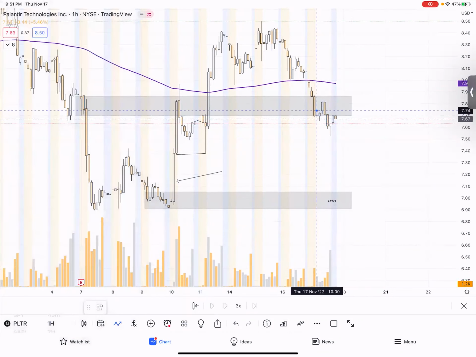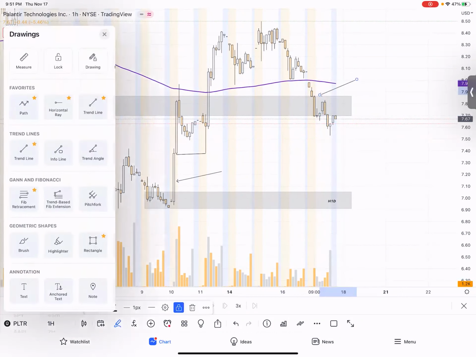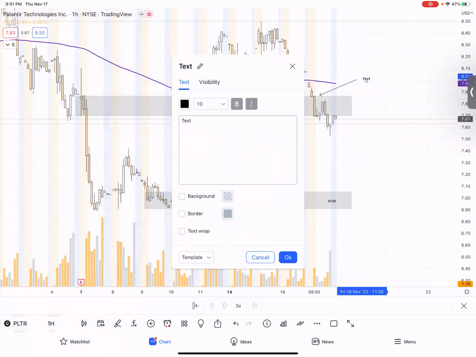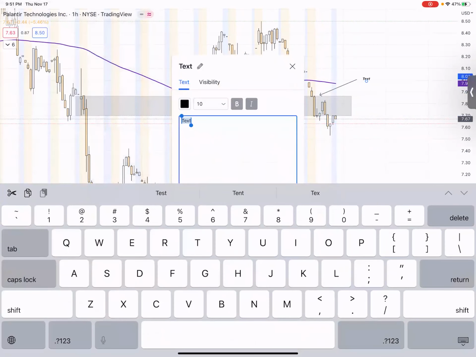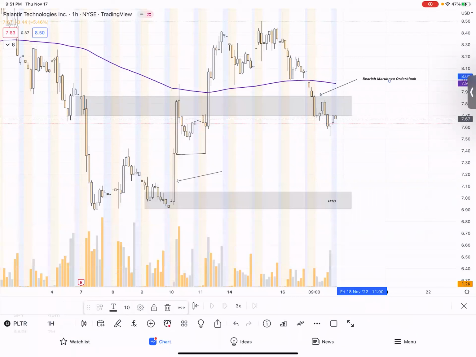And then when I look to the left, I can use price action as confluence. I see a bearish Marubozu order block that has already been mitigated. Mitigated means touched or tapped into.